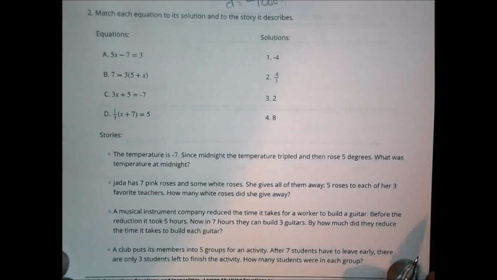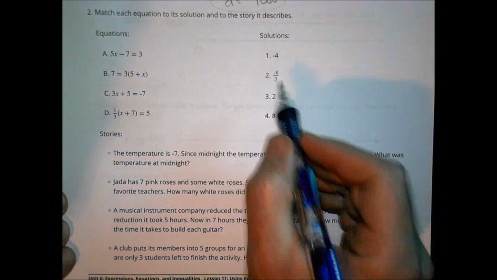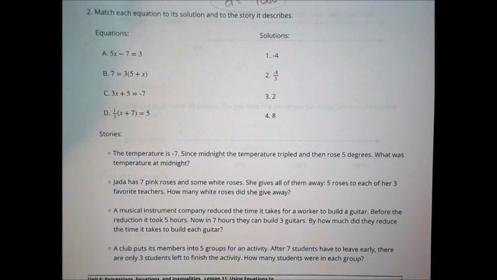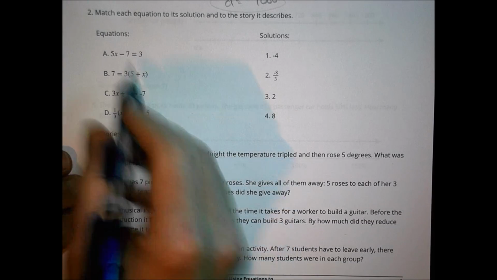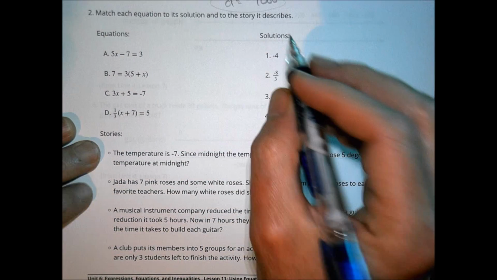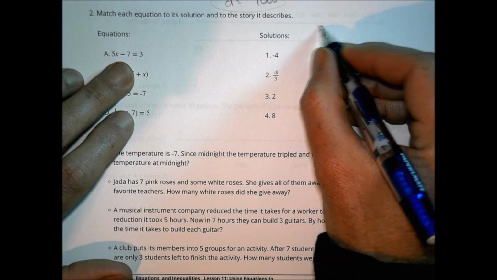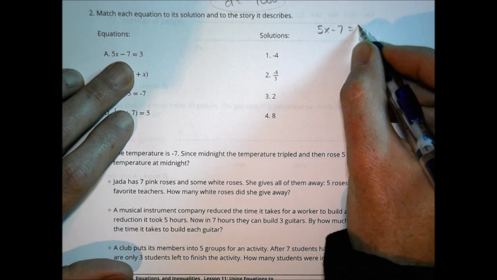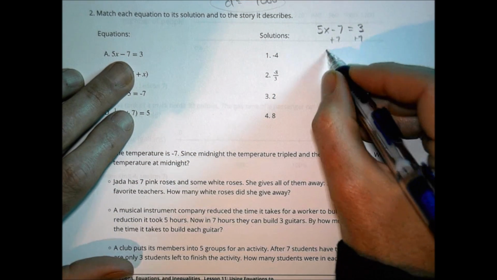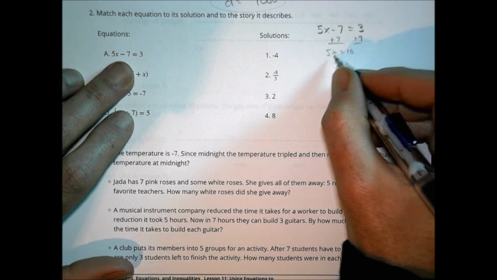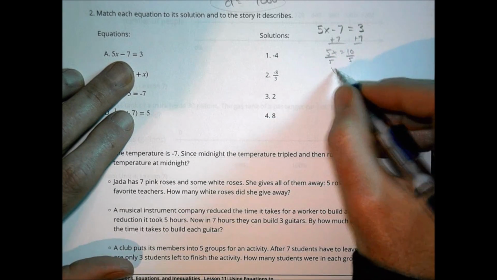For number 2, we have a lot of stuff here actually. We have equations, solutions, and stories, and we want to match them all to the proper ones. Okay, so in terms of solutions, you can work those out, and then we have to look at the stories to figure out which story goes with the right equation. So let's work out some solutions first of all. Let's do this one. We have 5x minus 7 equals 3. To solve this, we'll add 7 to both sides, so that 5x equals 10. We'll divide both sides by 5, and x is equal to 2.